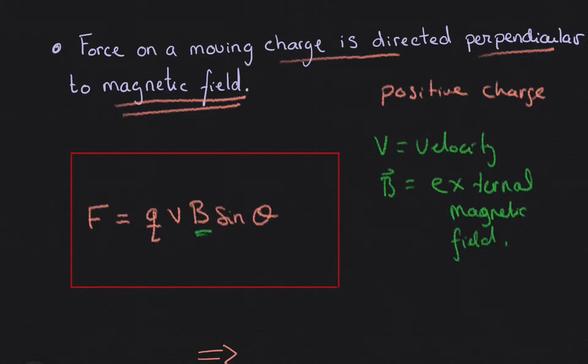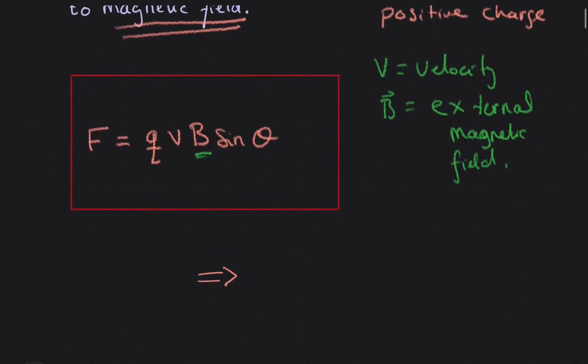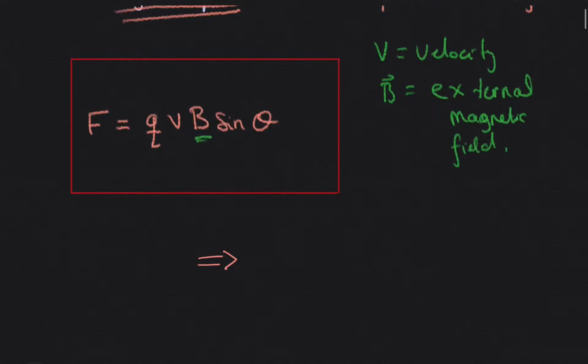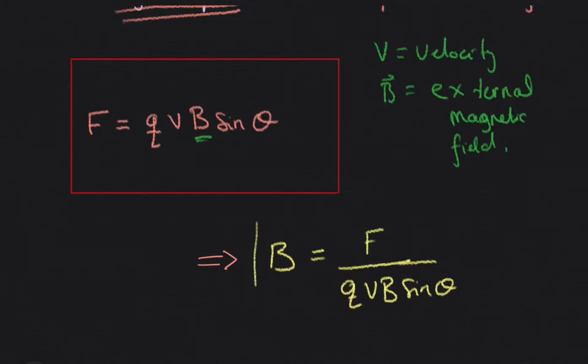Now, if I rearrange this equation to solve for the magnetic field given the exerted force, then we'll have the magnetic field equal to F divided by Q V sine theta. Let me put a box here.